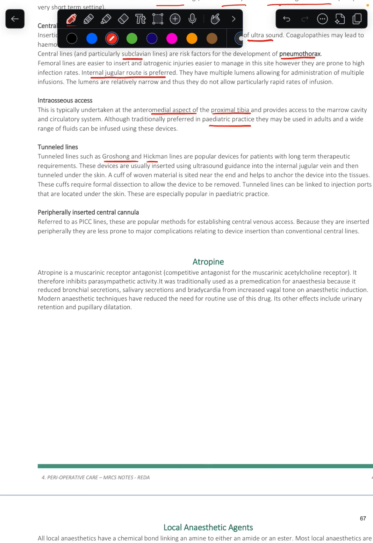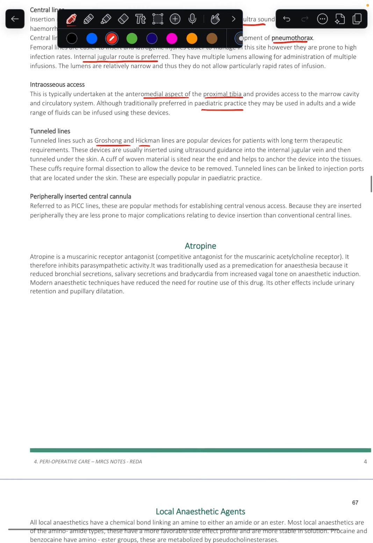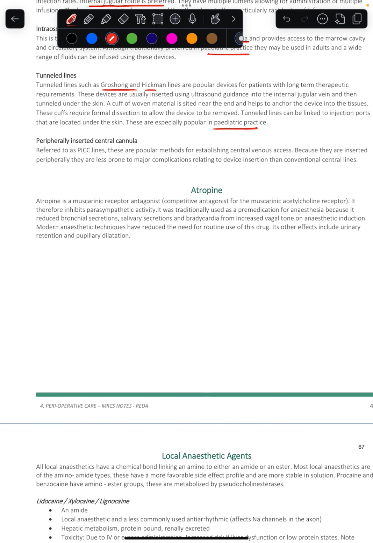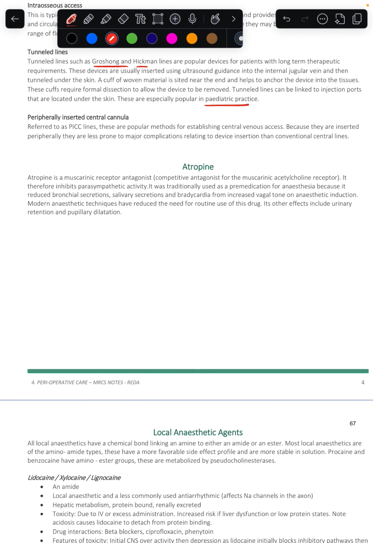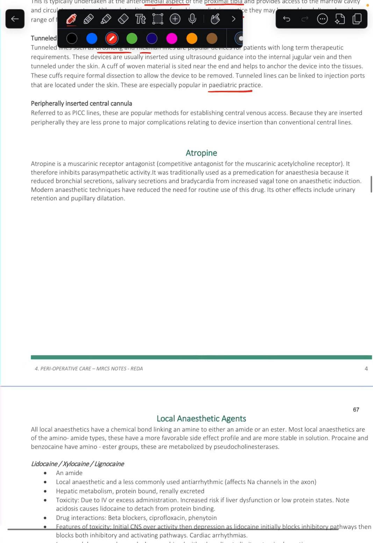Devices are usually inserted under ultrasound guidance into the internal jugular vein and then tunneled under the skin, and a cuff of woven material is sited near the end to anchor the device in the tissue. The cuffs require formal dissection to allow the device to be removed. Tunnel lines are linked to injection ports located under the skin. They are especially popular in pediatric patients. Peripherally inserted central catheters, the PICC lines, are a popular method for establishing central venous access because they are inserted peripherally and are less prone to major complications. This was about the lines which are put inside the body for giving intravenous infusions.